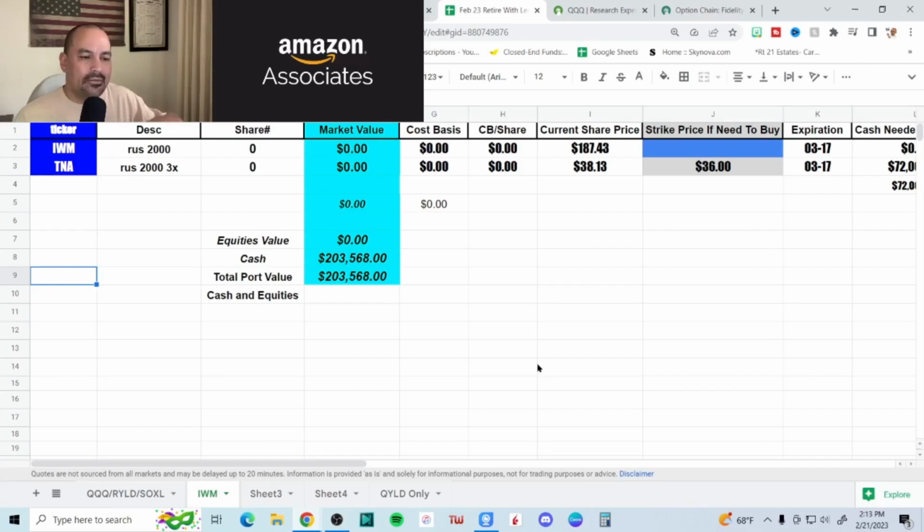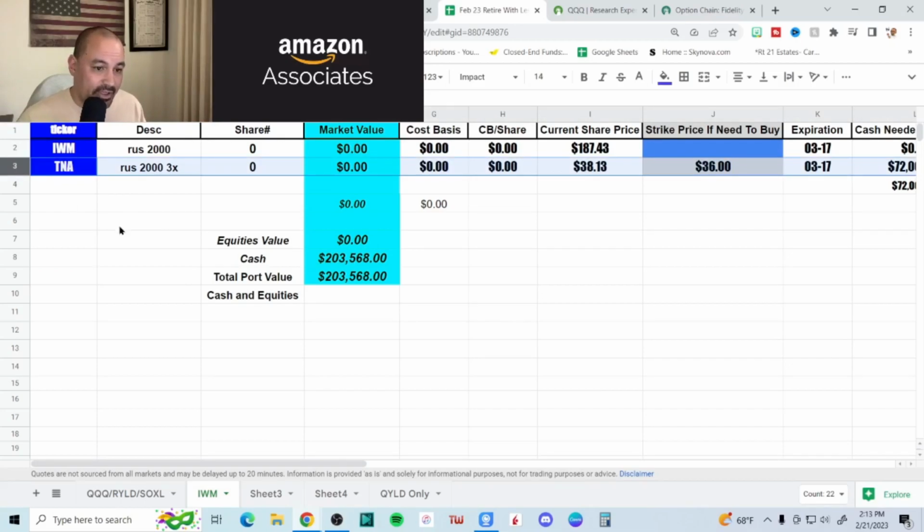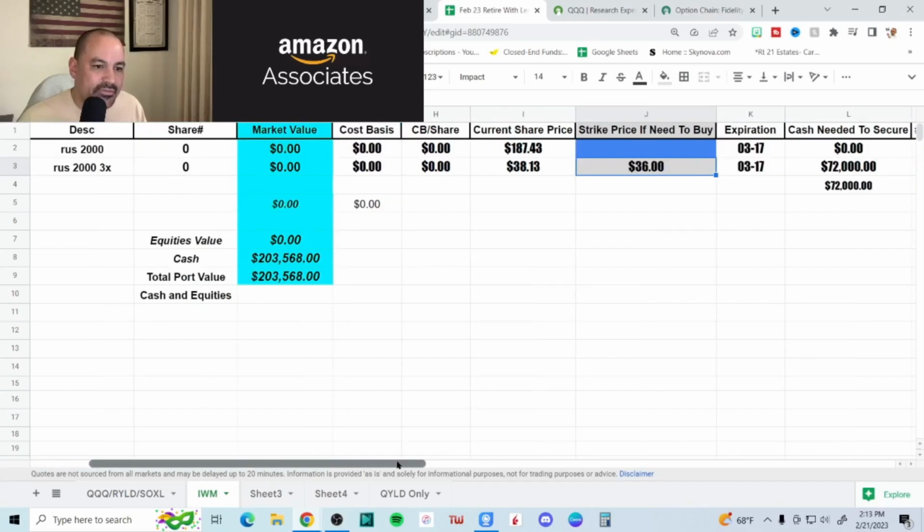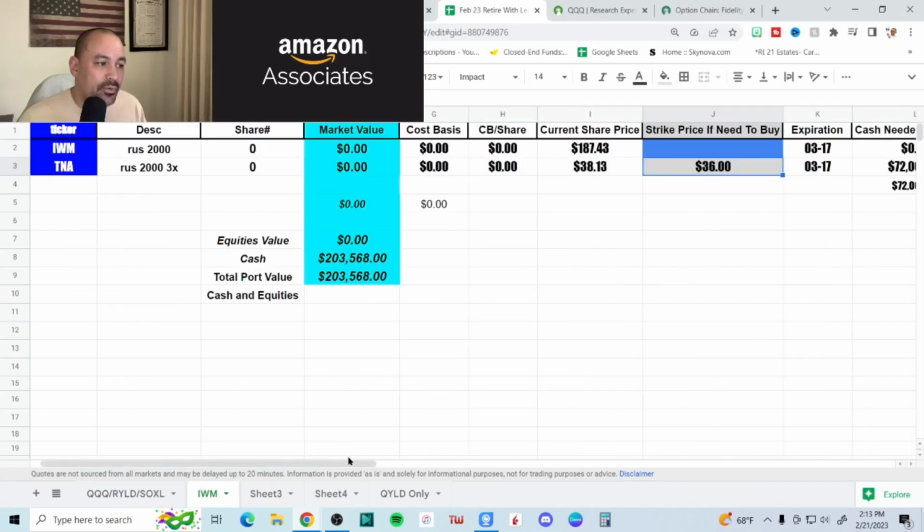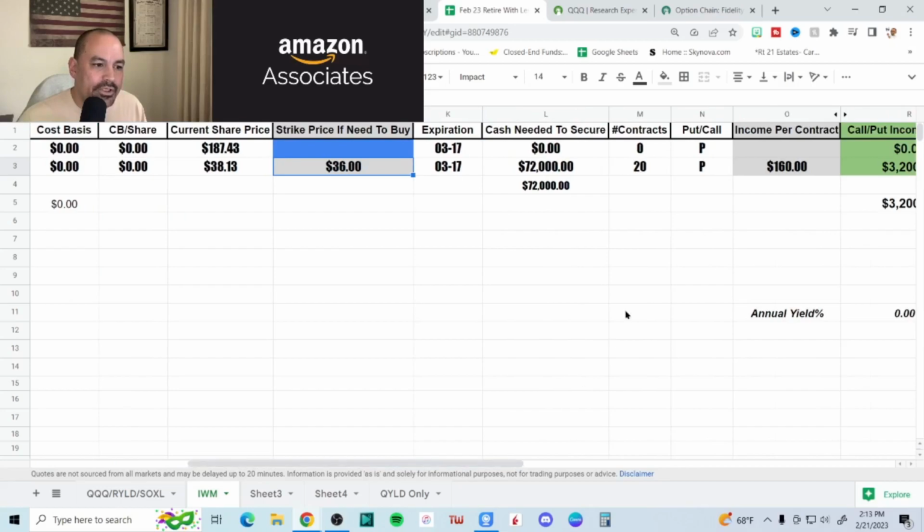So I was going to just nix this side, but we went ahead and went with small cap. We're doing aggressive again. And just like last month, we did a 36 strike out to March 17th for a put. We own nothing in this. We're all cash on this side. And we sold 20 put contracts out to March 17th, $36 strike.